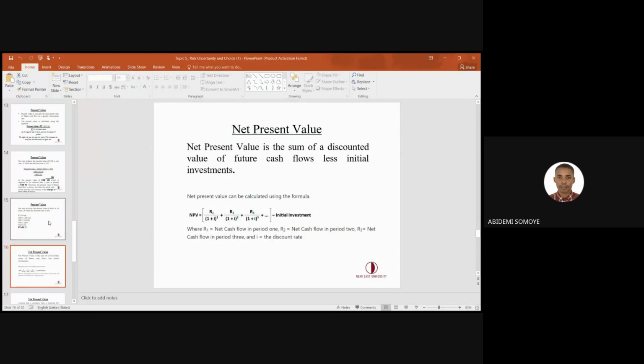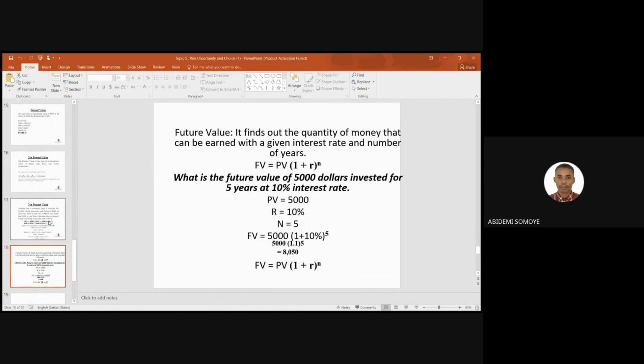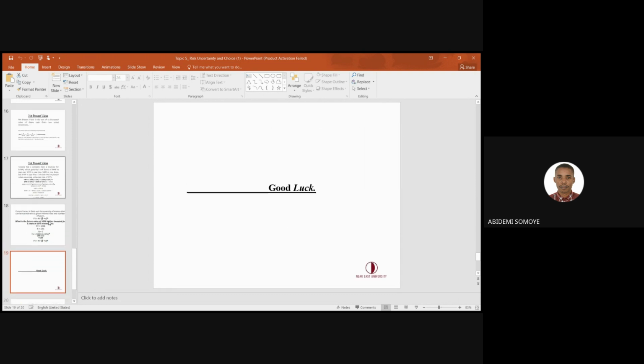Present value. You also still remember your net present value, right? Yes. Okay, good. And you remember your future value. If present value equals future value divided by 1 plus R raised to power n, then future value equals present value times bracket 1 plus R raised to power n. This should be clear.